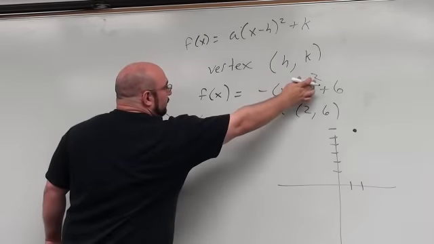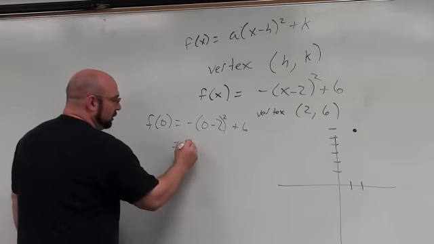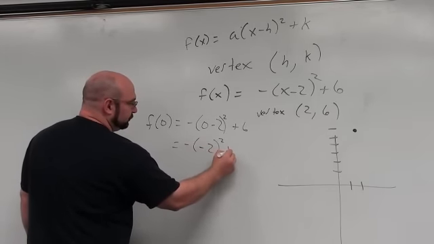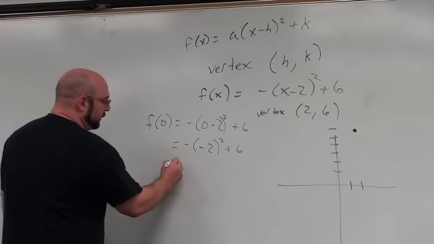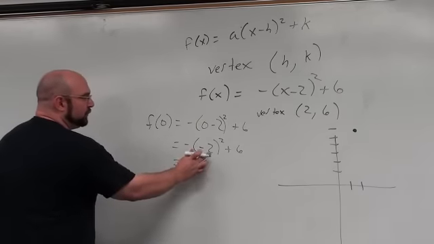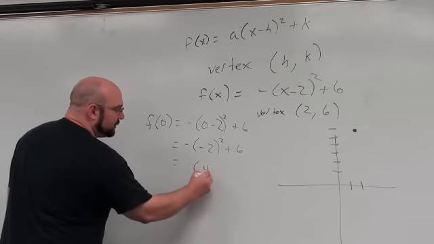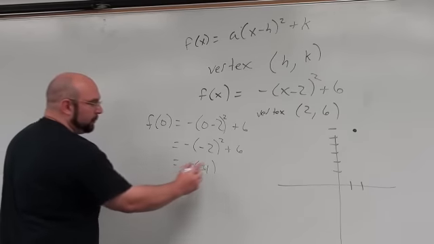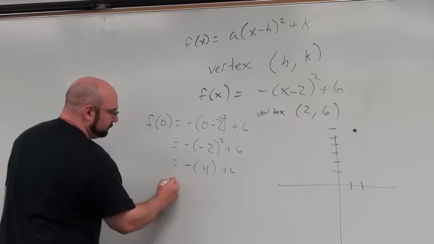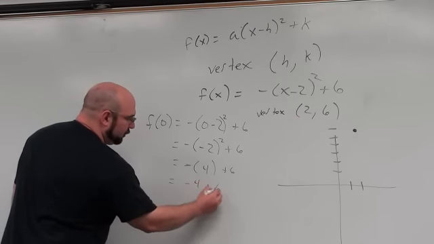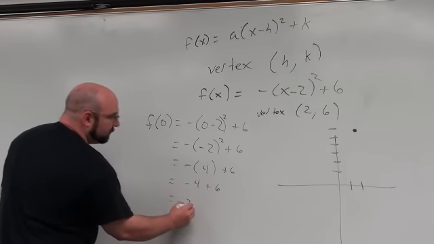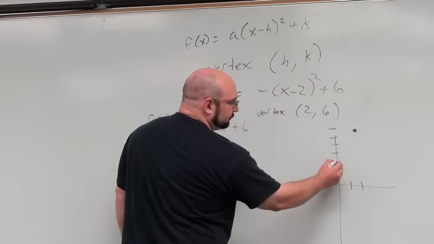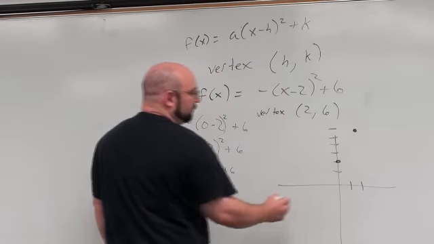I just left off the 2 there on the square. Alright, now here we go. Negative 2 squared, positive 4. However, we still got this negative out front. I'm going to add the 6, negative 4 plus 6, which is going to give me a positive 2. So when my x is 0, I've got a positive 2.